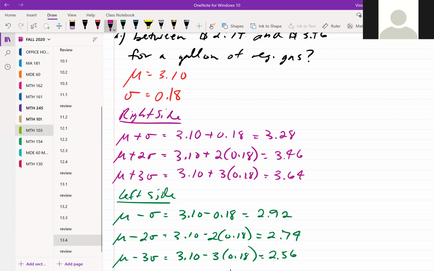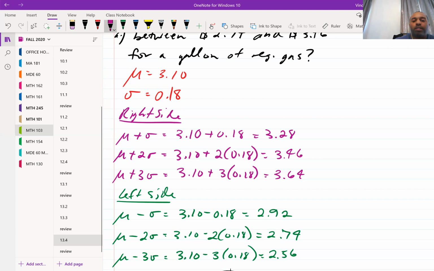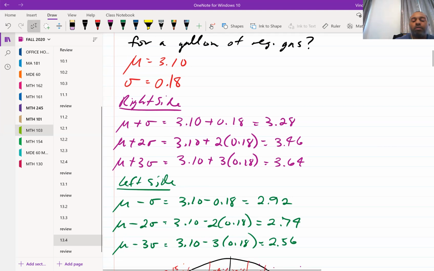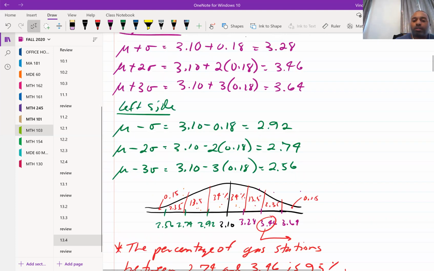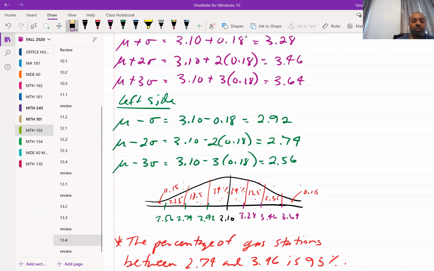All right. So any questions on right side, left side? Everybody good? All right, so let me erase this. So here's the chart. We have our 310 in the middle. Then to the right, there's 328, 346, 364. To the left, 292, 274, and 256.